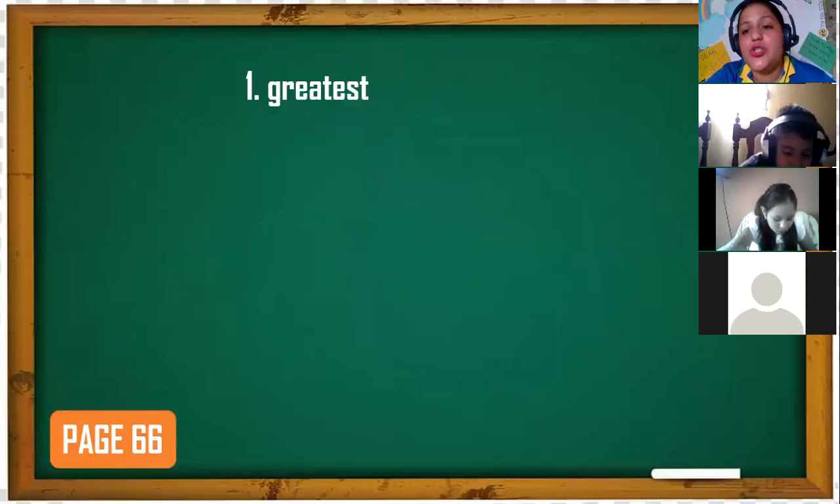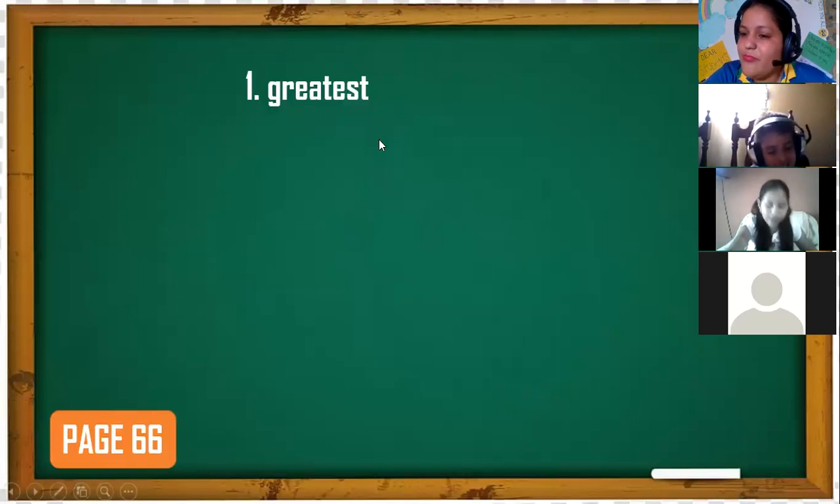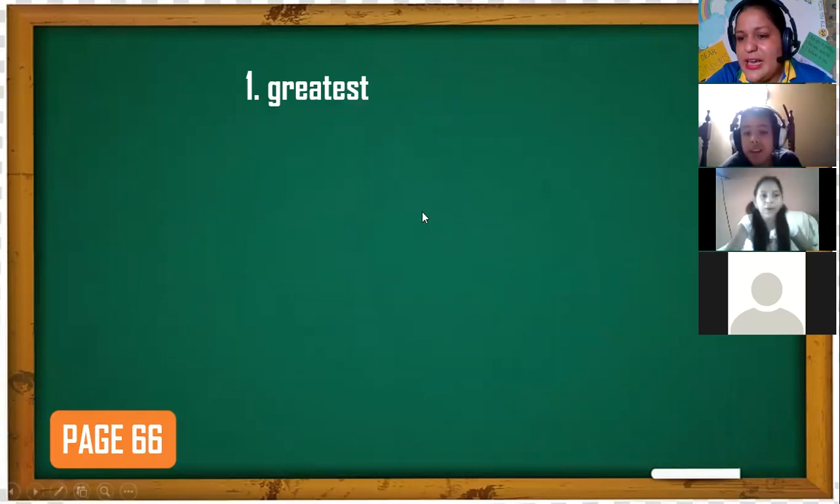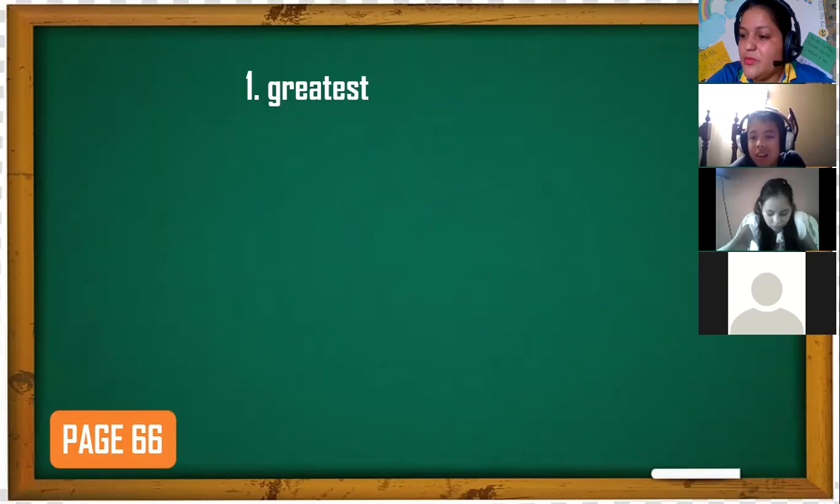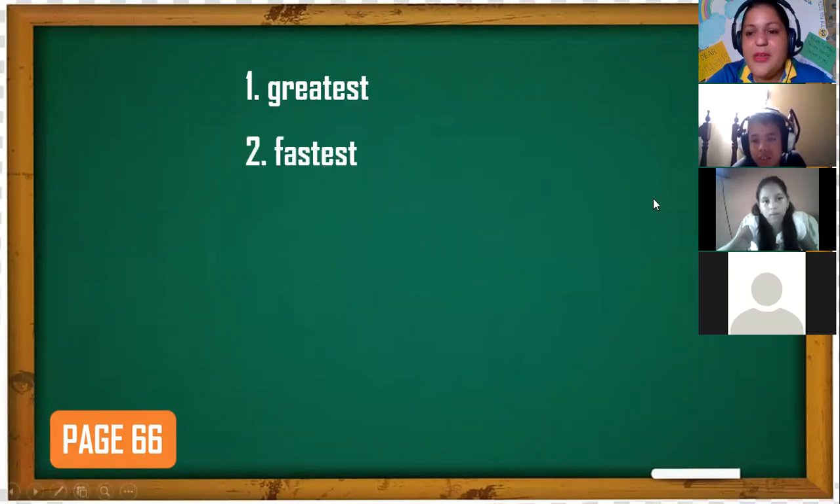Now, Andrea, in the number 2, fast, we are going to add EST. Yes. Okay, read all the sentence. The number 2, Andrea. Joey is the faster runner in the class. Very good. Joey is the fastest runner in the class.